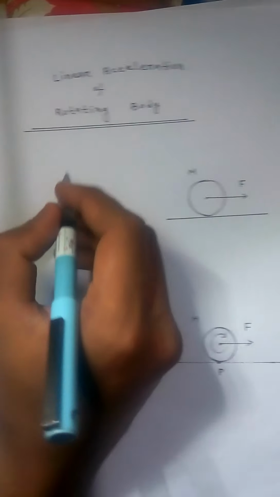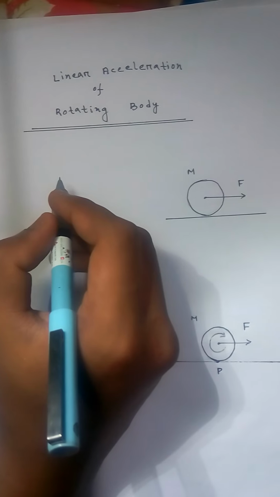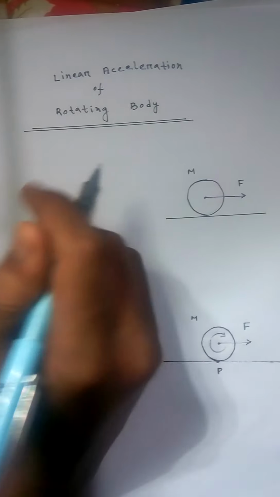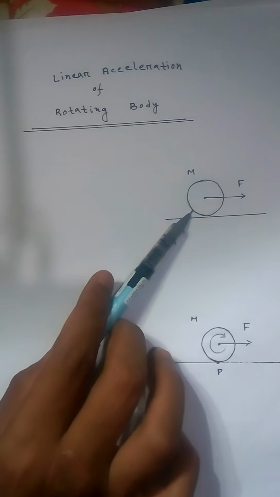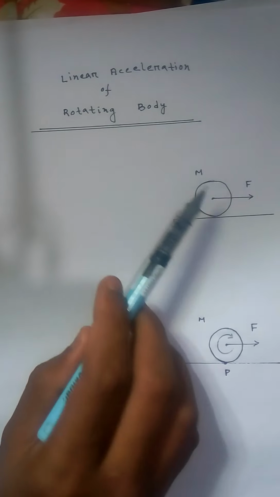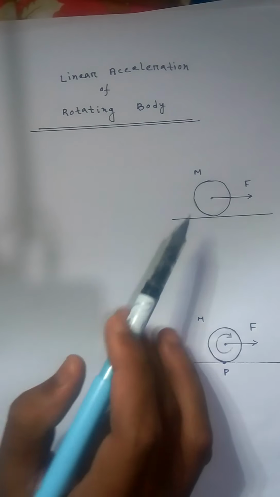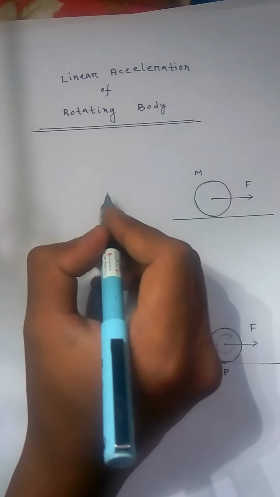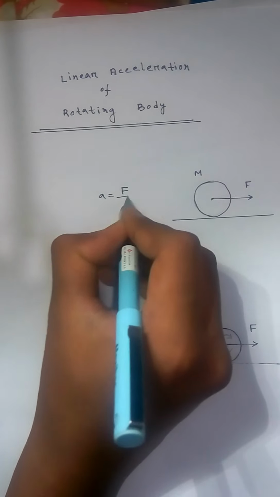Hello guys, today we are talking about the linear acceleration of a rotating body. Here we have two bodies which are solid spheres, and we apply a force in the middle of the body, so the acceleration of the body will be F by m.